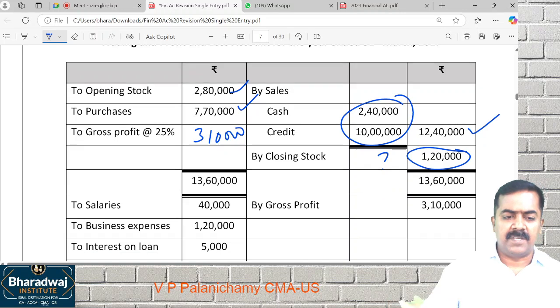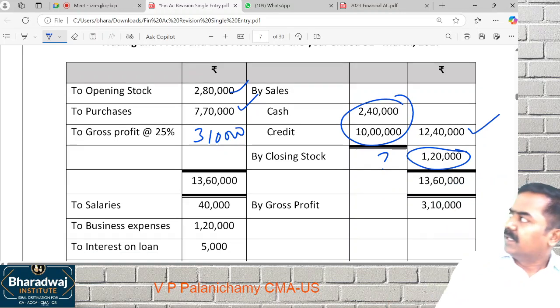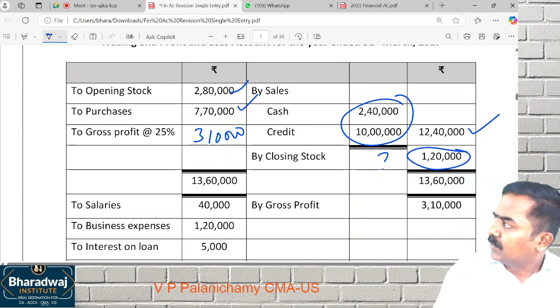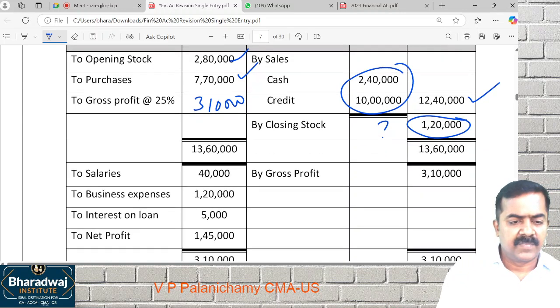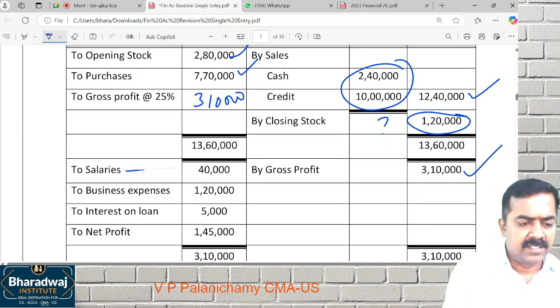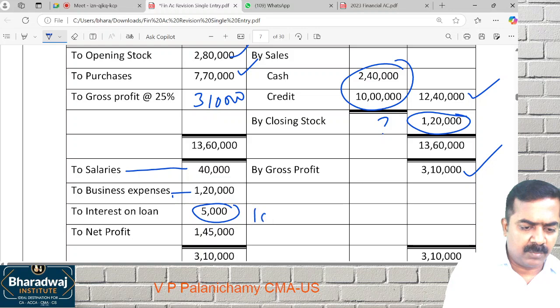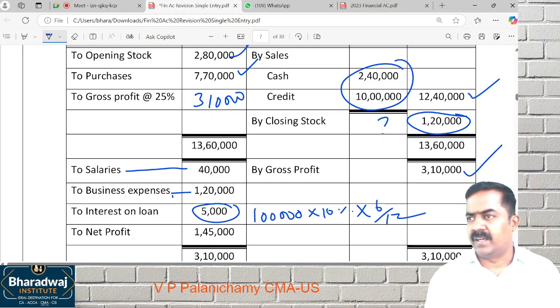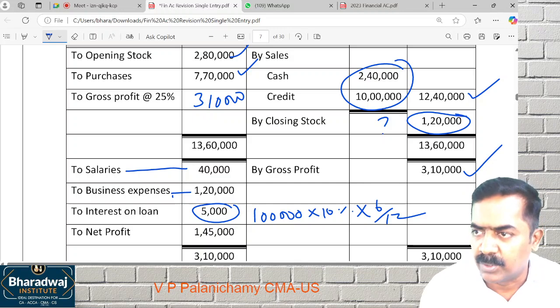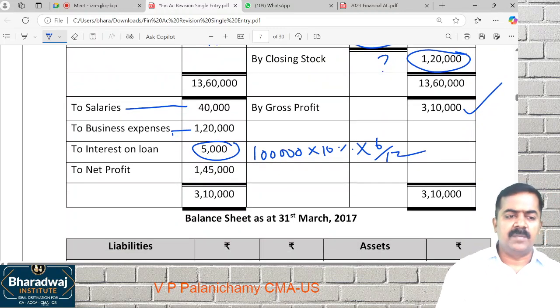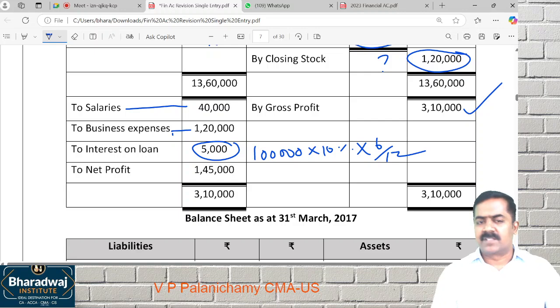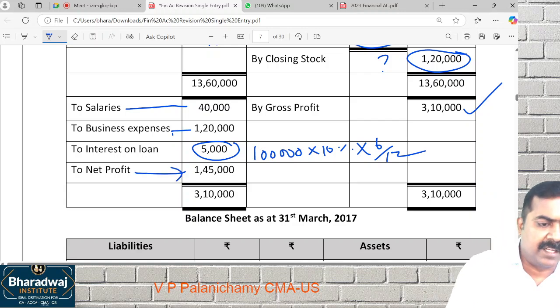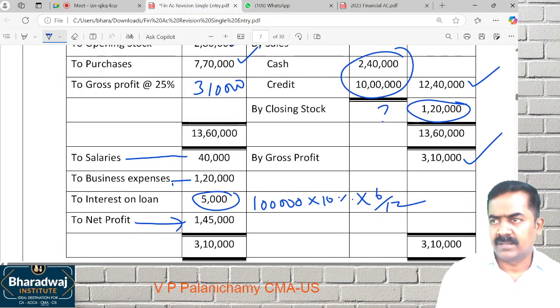As a balancing figure we get closing stock. Please note GP, if you forgot, type 3 lakh 10,000. As a balancing figure we get what? 1 lakh 20,000 in the month. Then gross profit is 3 lakh 10. Salary, business expense. How about interest on loan? 1 lakh at what percentage? 10% for how many months? 6 months. It is not paid, it is just provided. It is like outstanding interest. We have to show it in the balance sheet. Clear? Salary, business expenses, interest on loan provided for 6 months. We get net profit. Any doubt in it?